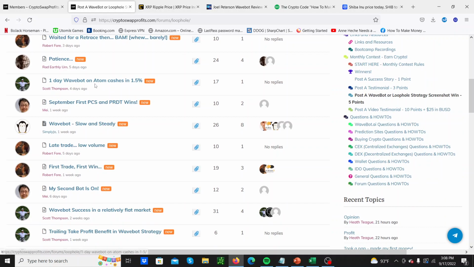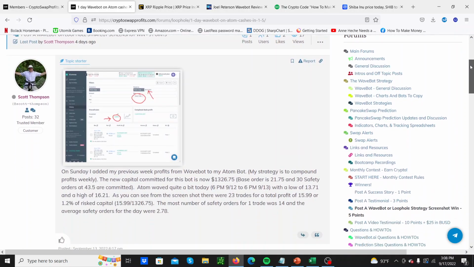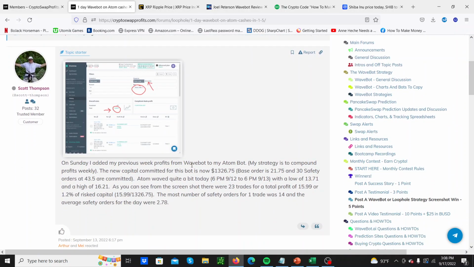So here's 1 day Wavebot on Atom. Let's have a look and see what that looks like. They've posted a screenshot here. On Sunday, I added my previous week profits from Wavebot to my Atom bot. My strategy is to compound profits weekly. The new capital committed for this bot is $1,300. Base order, blah, blah, blah. Atom waved quite a bit with a low of 13. So you can see there's a lot of volatility here, $13 to $16. I guess in the crypto world it's not too much, but these things are quite volatile.